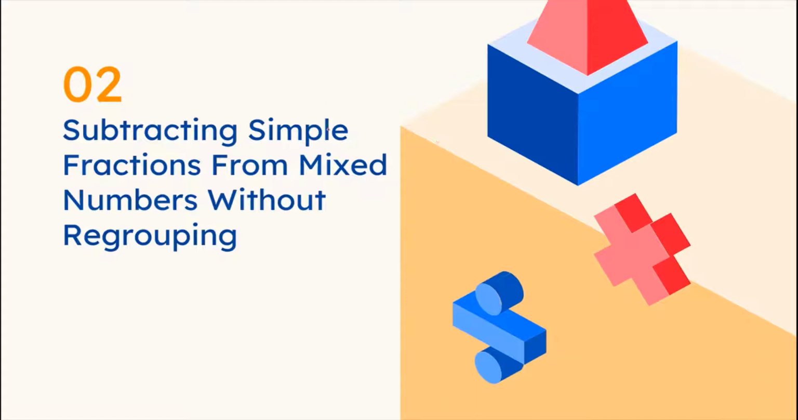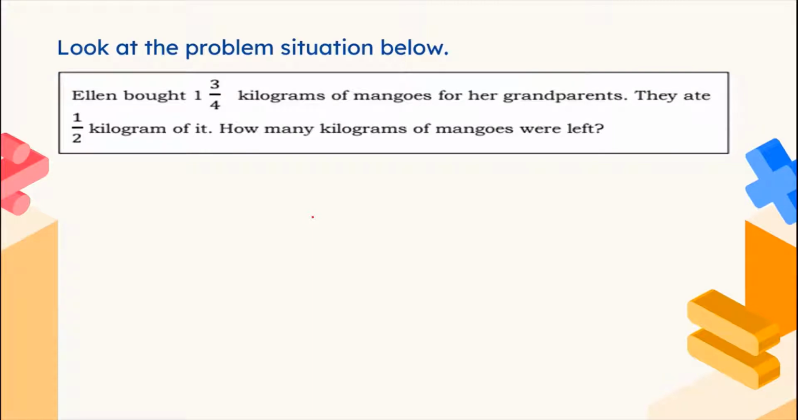For the number 2, we were going to subtract simple fractions from mixed numbers without regrouping. Okay, now let us look at the problem situation below. Let us read. Ellen bought 1 3/4 kilograms of mangoes for her grandparents. They ate 1/2 kilogram of it. How many kilograms of mangoes were left?